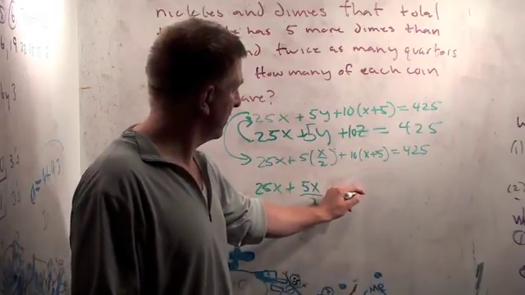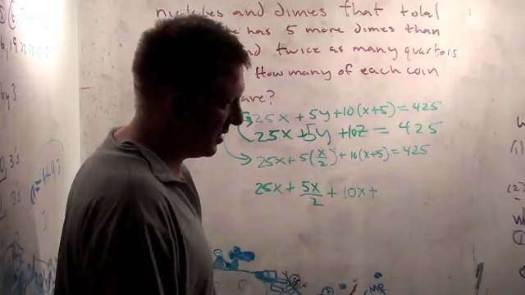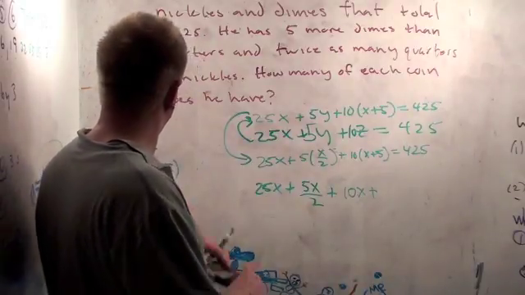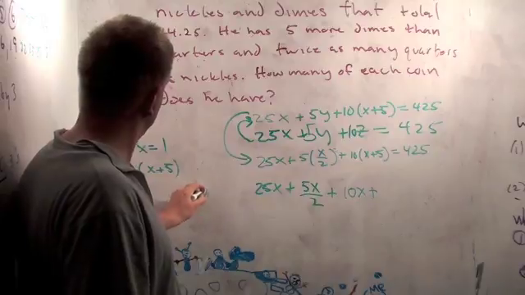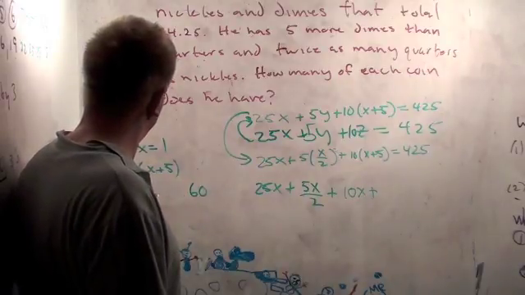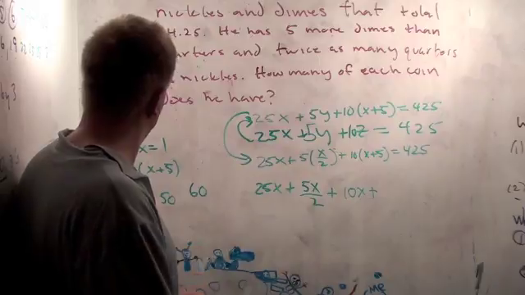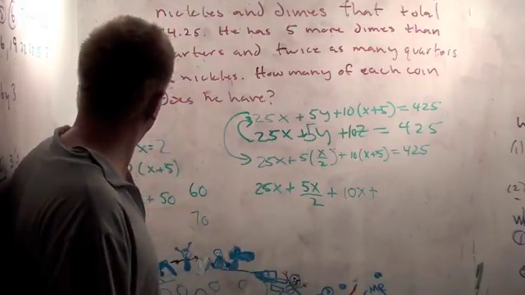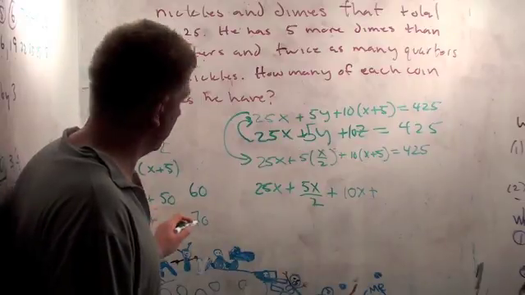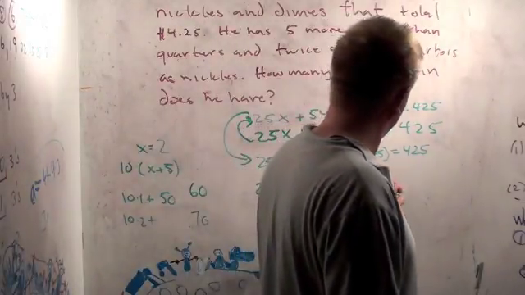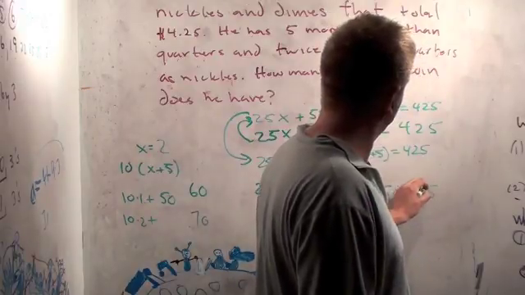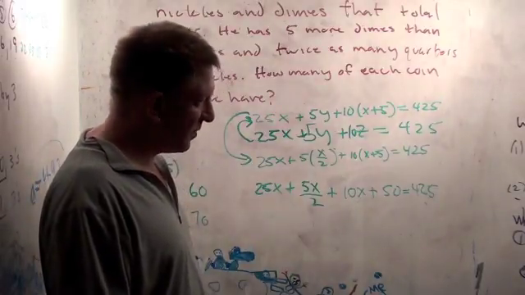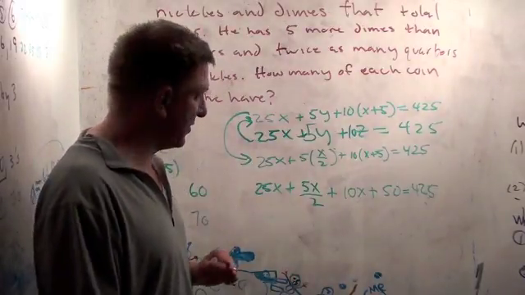So what is 10 times x plus 5 when you multiply it out? You get 10x, and then what do you have to add on to 10x? Remember, when x equals 1, you got 60, which is 10 times 1 plus 50. When x equals 2, you got 70, which is 10 times 2 plus 50. It's 10x plus 50. Right, 10x plus 50 equals 425.